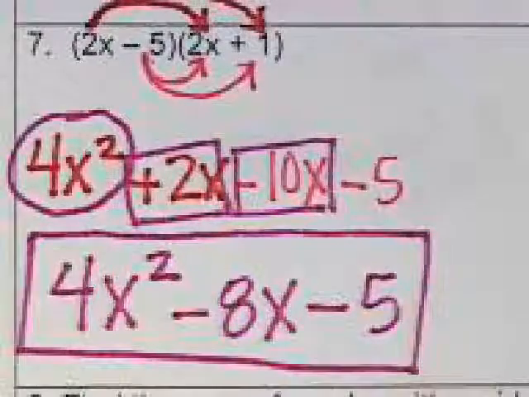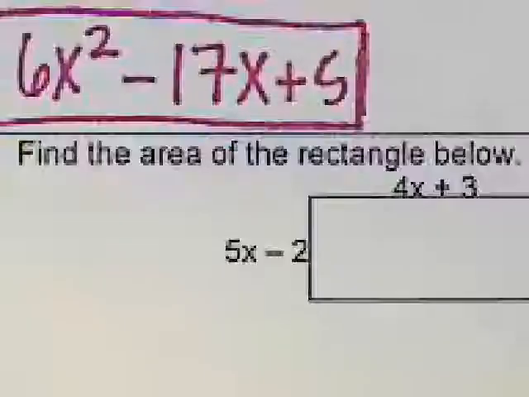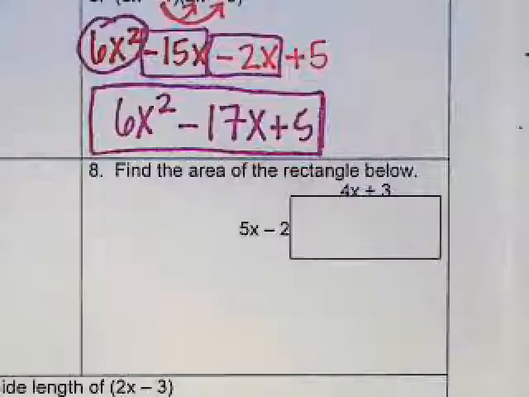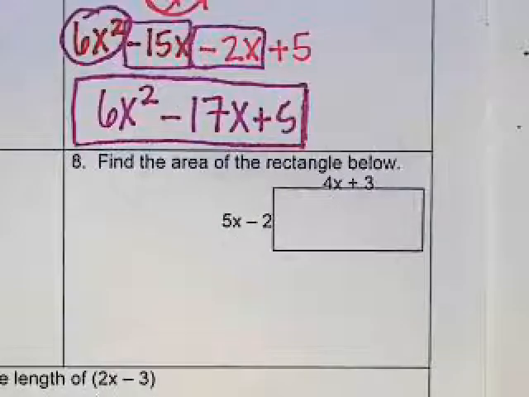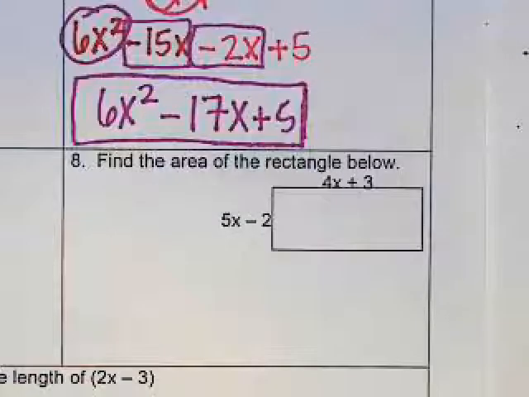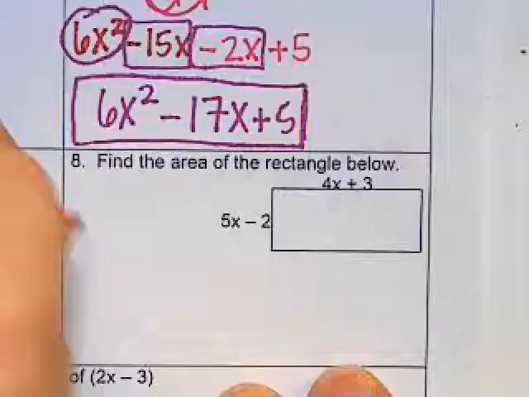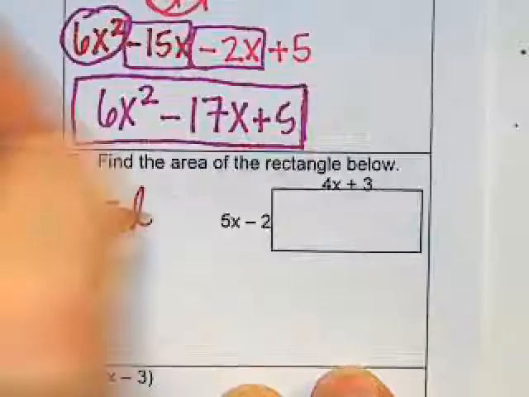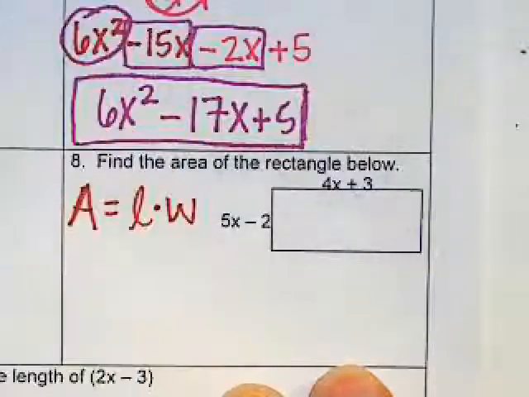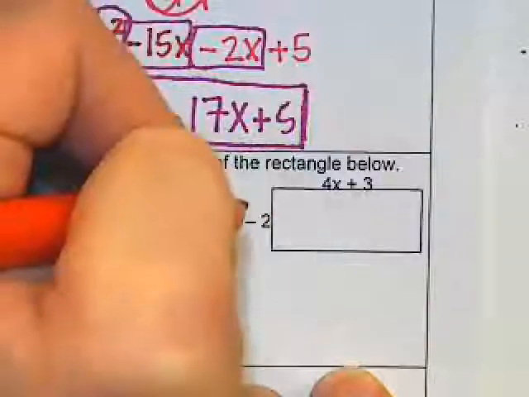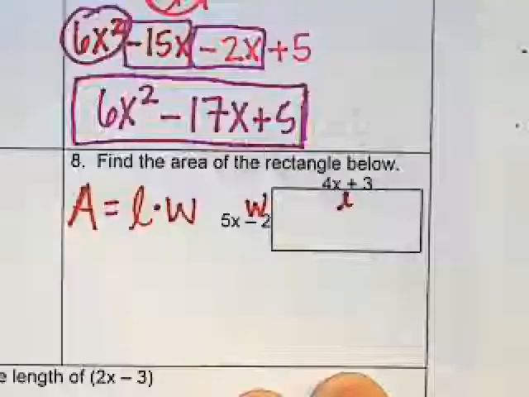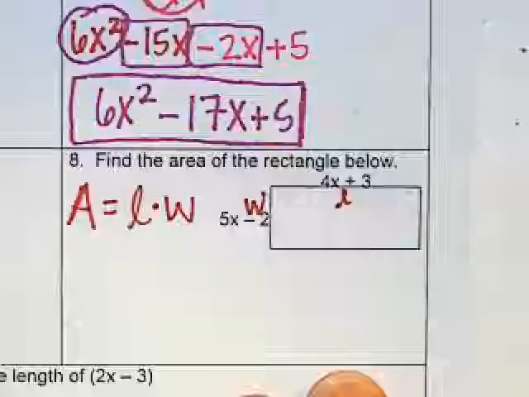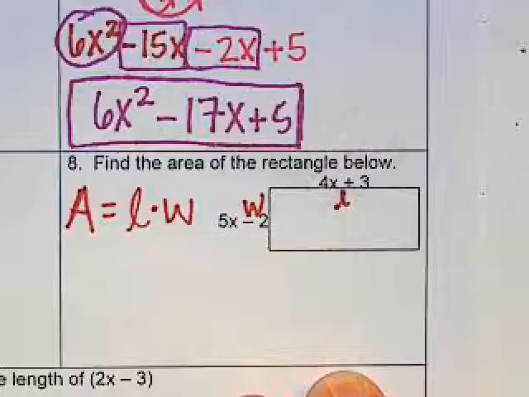Okay, number 8. Find the area of the rectangle below. All right, how do you find the area? A equals length times width. So let's say this is my width and this is my length. What do I do? Multiply. Okay?